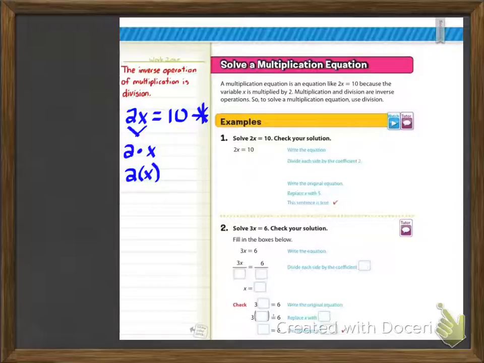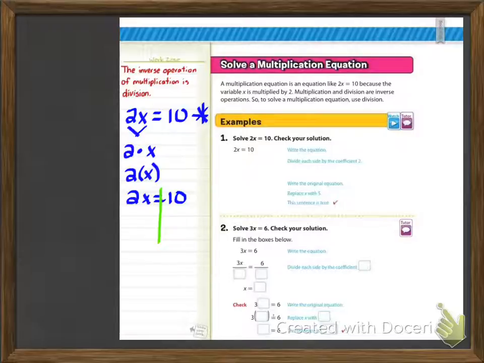So let's go ahead and solve this problem out. So over here, still in the work zone, go ahead and write out 2x equals 10. Just like before, what we're going to do is we're going to put a line to separate our two sides of our equation. So on the left side, we see the 2x, and on the right side, we see the 10. So what's happening to the x is it's being multiplied by 2. So the inverse operation of multiplication is to divide. And remember, what you do to one side, you must do to the other. So what I'm going to do here is I'm going to divide 2 from both sides.